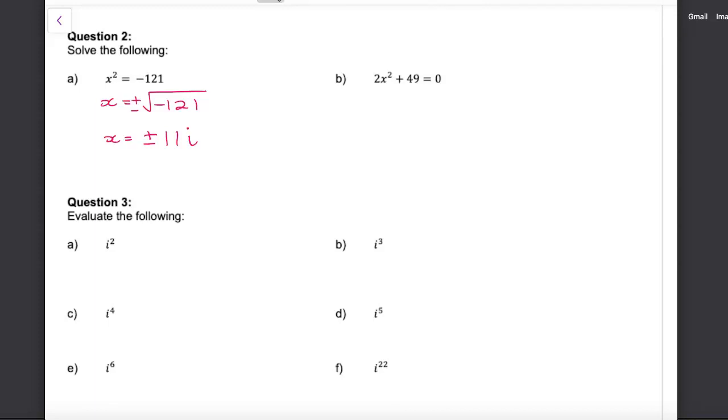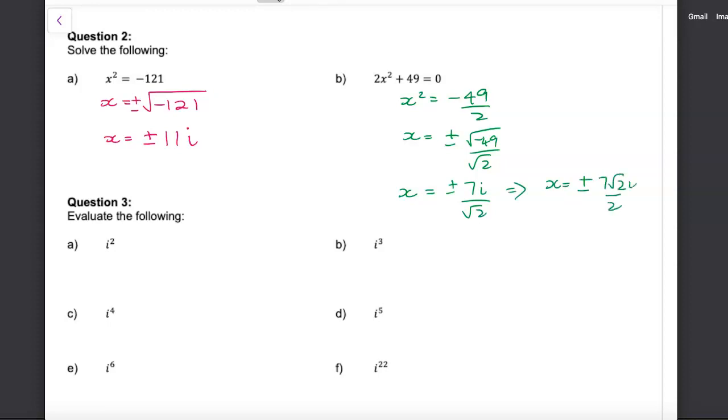Okay, taking a look at the solution for 2b, let's say that x squared equals -49 on 2. So x will be positive or negative the square root of -49 over the square root of 2. We know the square root of -49 will be 7i on root 2, and we can rationalise this one to say positive or negative 7 root 2 on 2i.